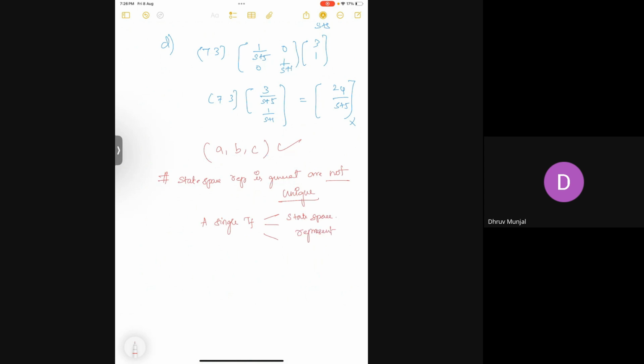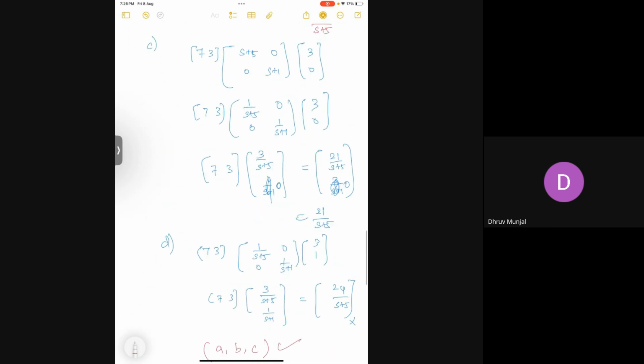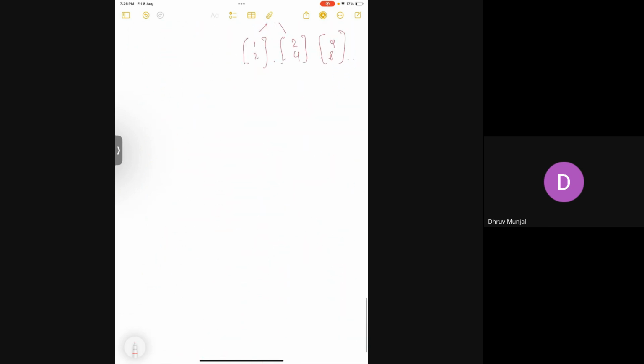It's like linear dependence. You will have one base and you can represent it, maybe 1, 2 can be represented as 2, 4, can be represented as 4, 8, right? So it can go ahead. Similarly, the state space representation for a single transfer function is not unique. We have to keep this in mind. To study that, we took this example. We will solve one question in linearization.